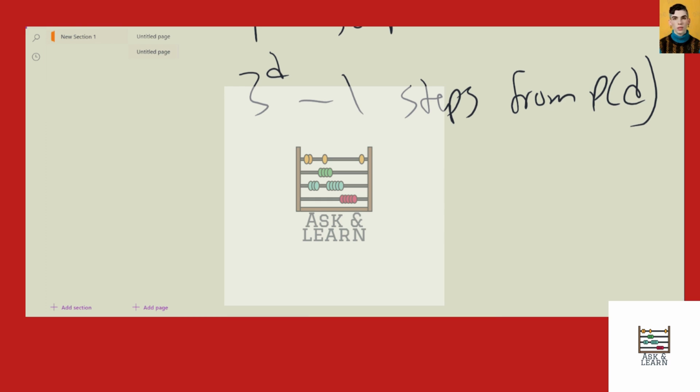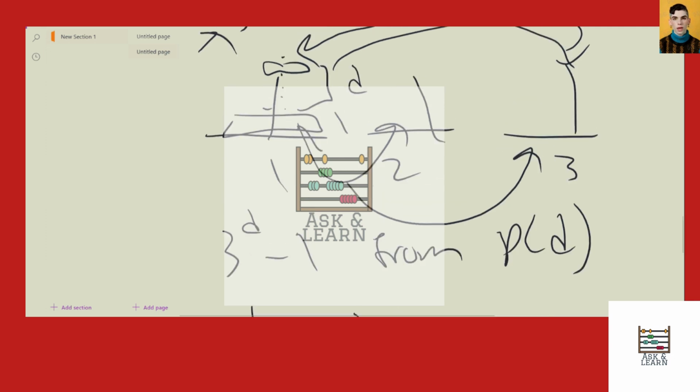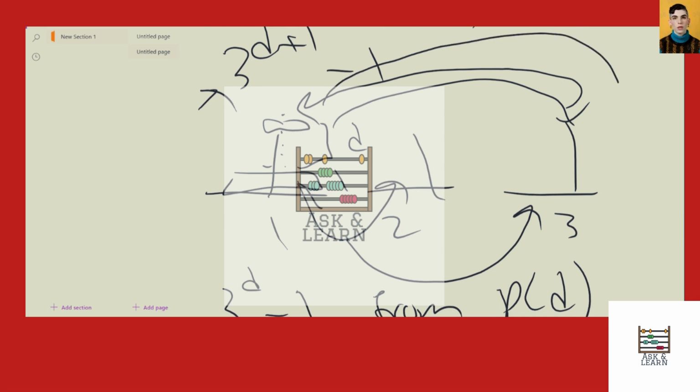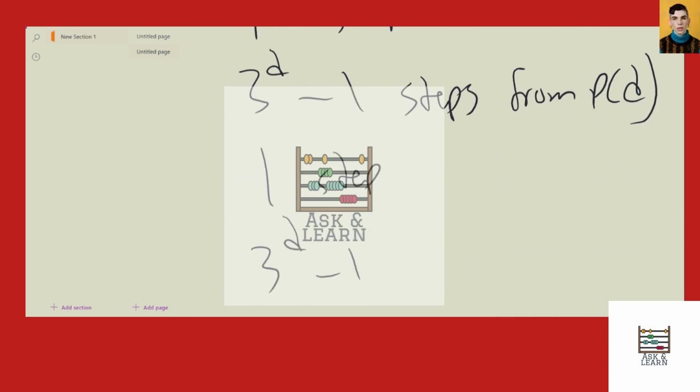And then finally, you want to move the largest disk to that third peg. So that's just one step. That's moving this all the way here. And then you want to take these D disks back to peg number 3. So that's 3 to the D minus 1 steps from our inductive hypothesis.